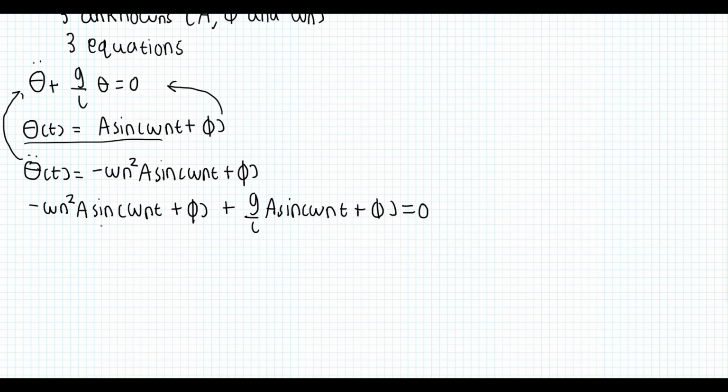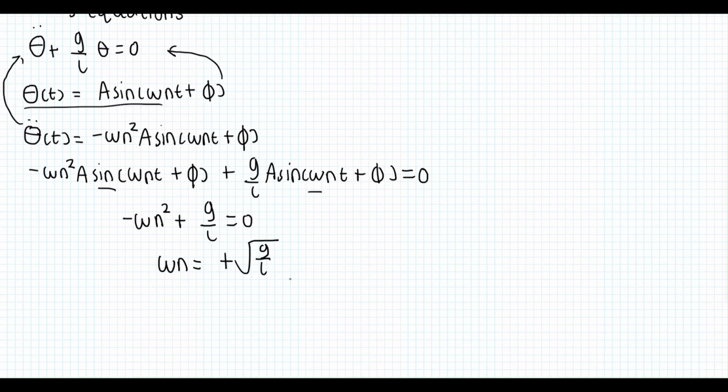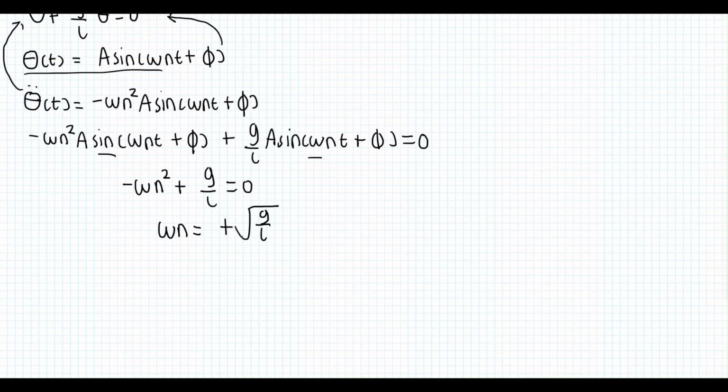Now what you'll see is that both of these terms have an a sine omega nt plus phi. And if we divide both the left-hand side of the equation and the right-hand side of the equation by a sine omega nt plus phi, we end up with minus omega n squared plus g over L is equal to 0. And therefore, omega n is equal to plus the square root of g over L. Now what's important to note is we're only taking the positive square root, as a negative frequency doesn't make much sense given the context of this problem.